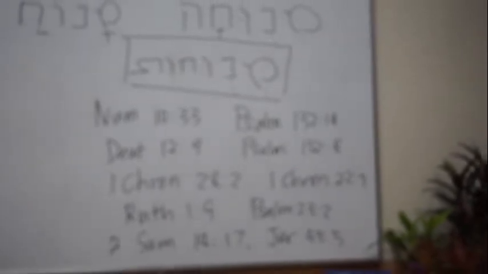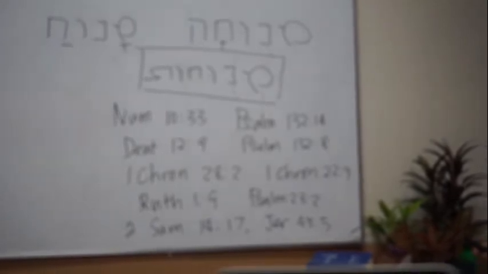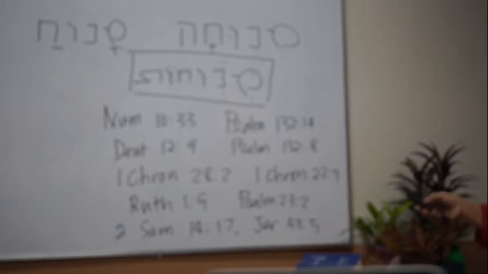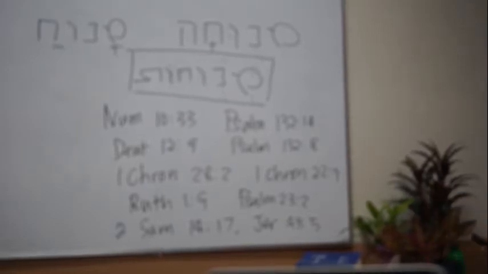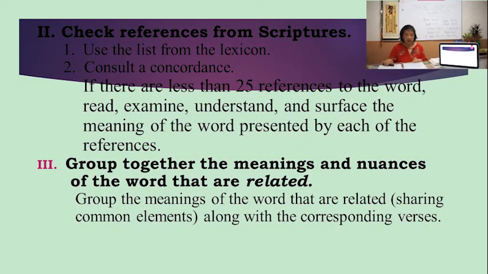So what you will do is examine all of these verses and then try to surface the meanings of this word, menocot, in each of these verses. After you have examined these verses, then number 3 is group together the meanings and nuances of the word that are related, that share common elements along with the corresponding verses.